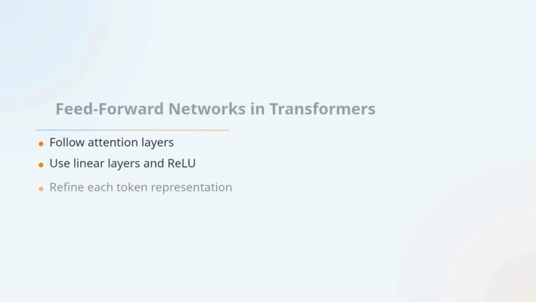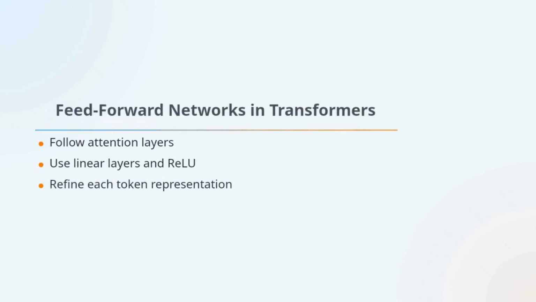After attention, transformers use feed-forward neural networks to refine the representation of each token. These networks typically apply 2 linear transformations with a non-linear activation, like ReLU, in between. Attention captures relationships across tokens, while the feed-forward network strengthens the representation at each position independently.